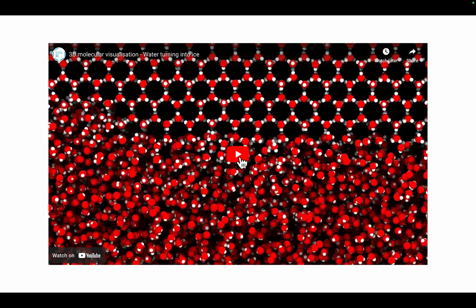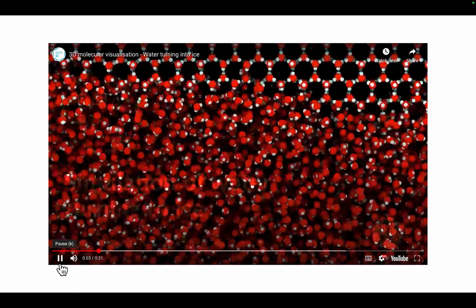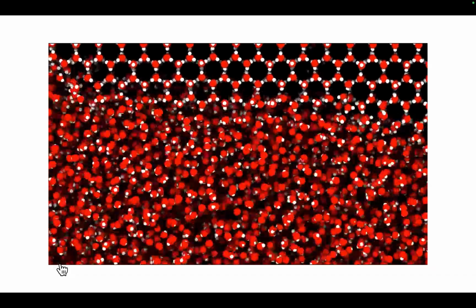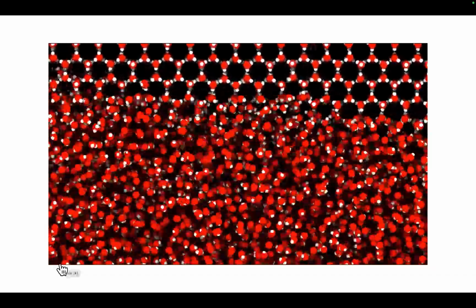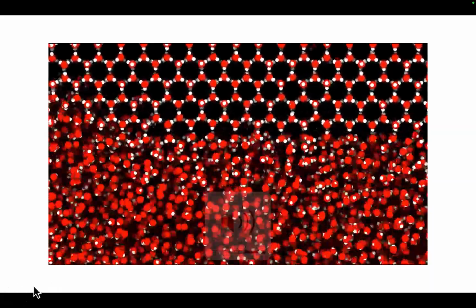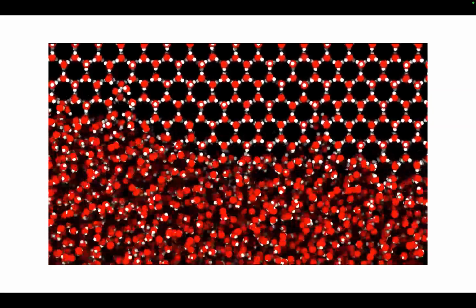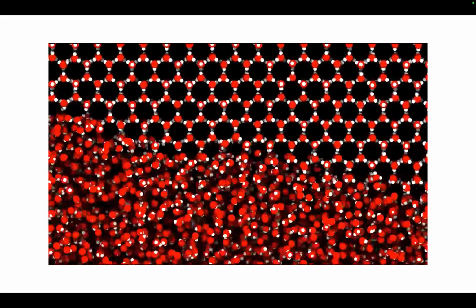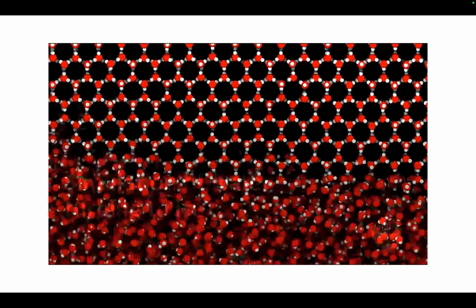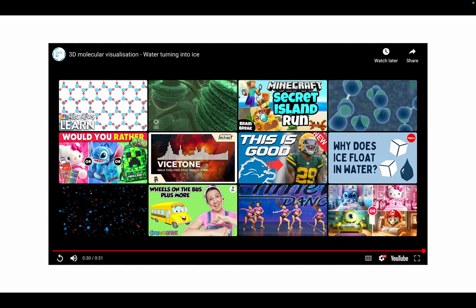So this is just a depiction of what happens when water turns into ice. You can see as these particles are starting to freeze into that crystalline structure, the molecules themselves are still water molecules. They're still the same identity. It's just they're changing their structure in relationship to one another.